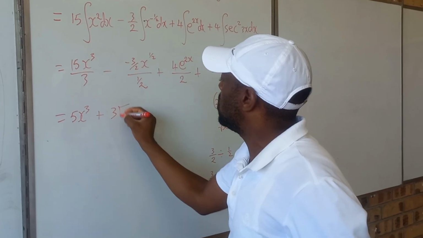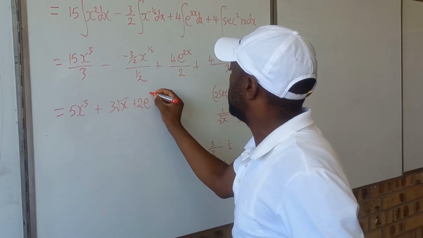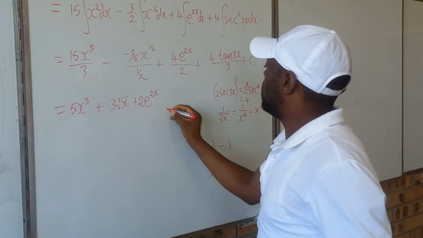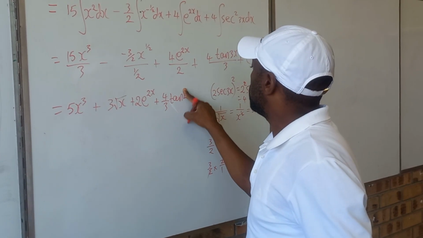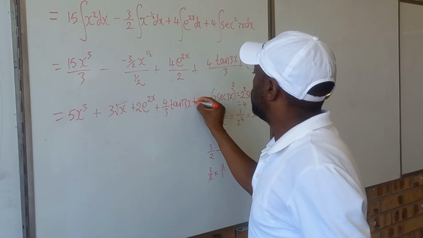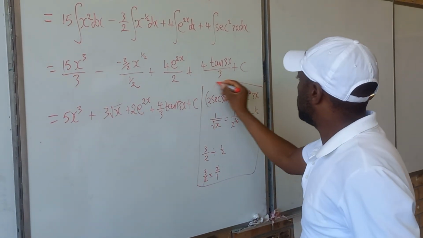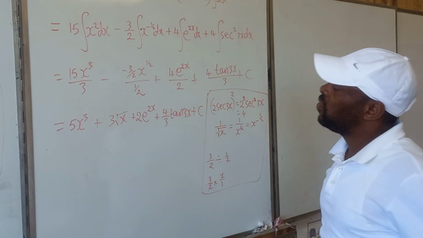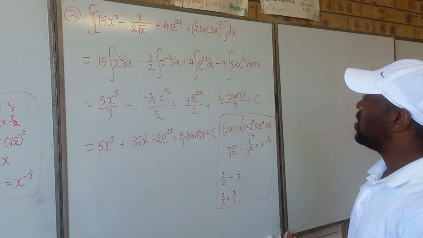That becomes 3 root x. 4 over 2 gives us a 2e to the power 2x, and 4 over 3 remains, 4 over 3 times tan 3x plus c. So guys, this is all about that, and that is how you do your integration rules for problems that look like that.